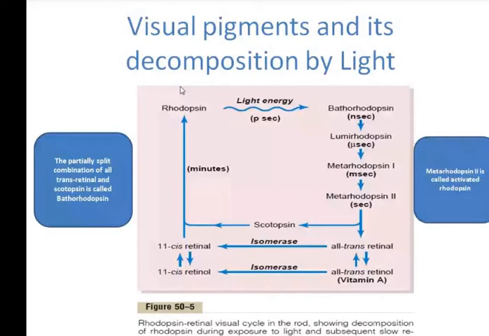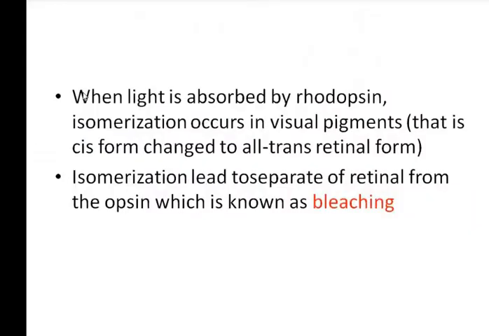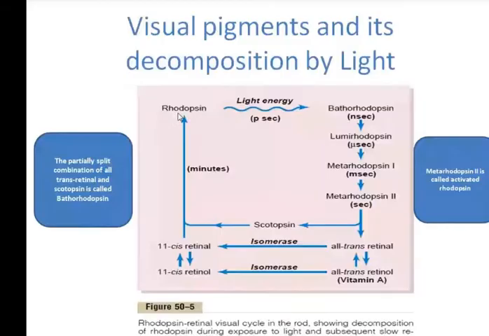I have already told you that when light is absorbed by rhodopsin, isomerization occurs in the visual pigment. What does isomerization mean? The cis form, cis rhodopsin, will be converted to all-trans retinal.